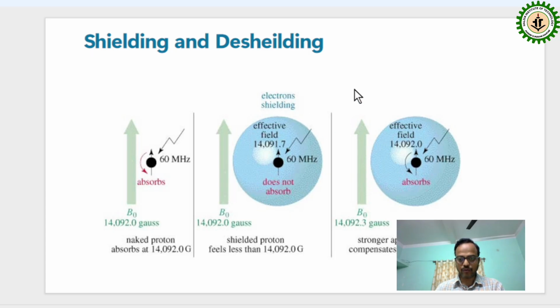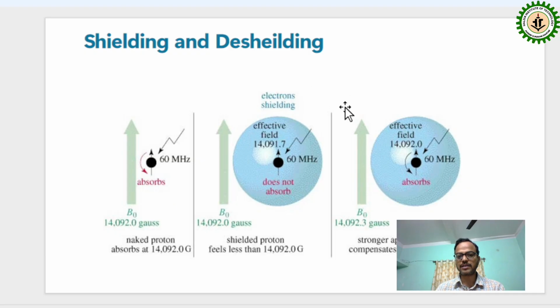Let's talk about this slide. It will make it much clearer. A naked nucleus of a hydrogen atom absorbs 60 megahertz energy at 14,092 Gauss, and that makes a proton flip. But that never actually happens, because we don't get a naked nucleus in any molecule. So the nucleus is surrounded by the blue color electrons. Here we can show the blue color electron clouds which are shielded.